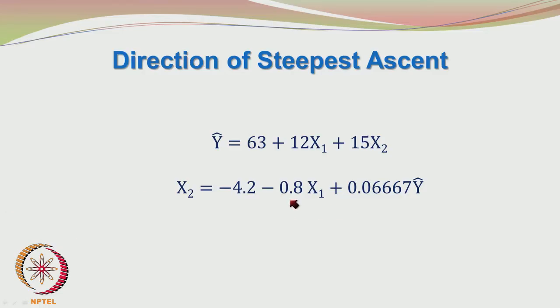So the main important defining relationship is between x2 and x1, and if I take the slope of this particular equation, dx2 by dx1 would be equal to minus 0.8, and that is the slope. And if you want to find the direction normal to this slope, then we have to find a slope which is bearing a relation m1 m2 is equal to minus 1. M1 is the slope of the original line, m2 is the slope of the new line in the direction of steepest ascent.